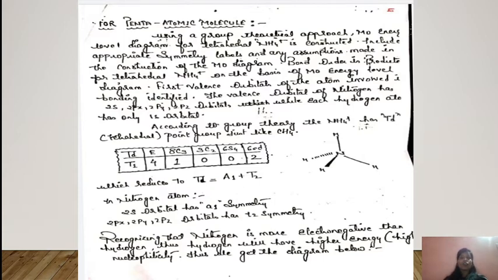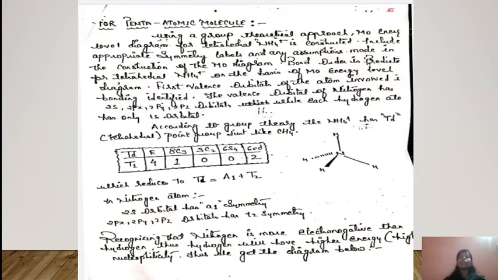First, the valence orbitals of the atoms involved in bonding. The valence orbitals of nitrogen are 2s, 2px, 2py, 2pz, with 2s² and one electron each in px, py, pz, while each hydrogen atom has only one s orbital. Nitrogen is 2s² 2p³, so it has 5 valence electrons, and hydrogen carries one electron.